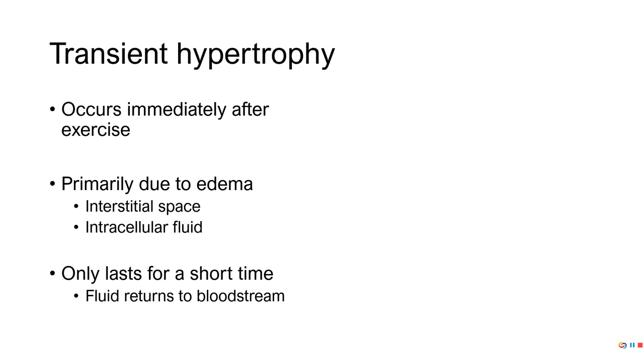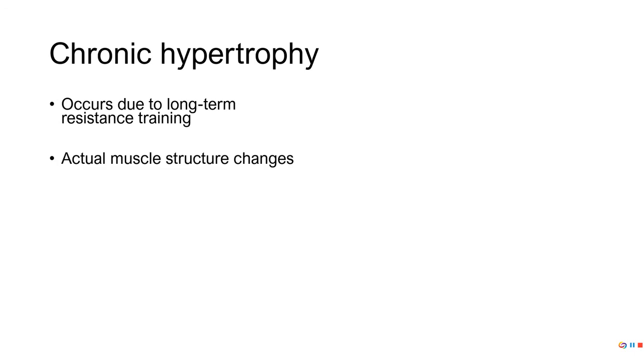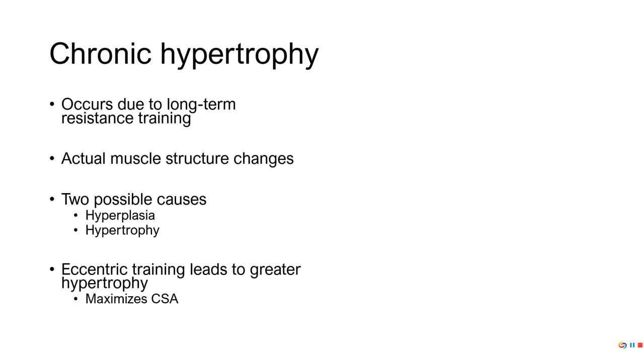Then we've got chronic hypertrophy, and this is what most people are striving for when they're lifting weights. They're trying to make their muscles bigger to get stronger. This chronic hypertrophy occurs after a lot of training. What's happening is we're not just adding water or moving fluid around, but the structure of the muscle itself is changing. There are 2 primary reasons this can happen: one is hyperplasia, and the other is hypertrophy, which we just refer to as hypertrophy. Ultimately, if we want to cause hypertrophy, we should use eccentric training because that will maximize our cross-sectional area.